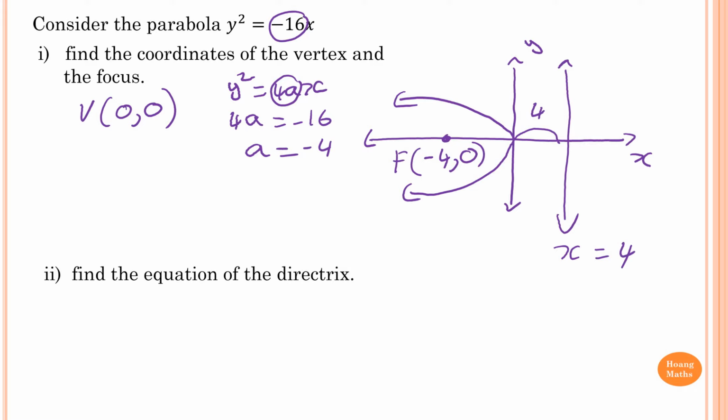So I can answer all these questions now. The focus point, F is (-4, 0). Then part 2, find the equation of the directrix. The equation of the directrix is x equals 4.